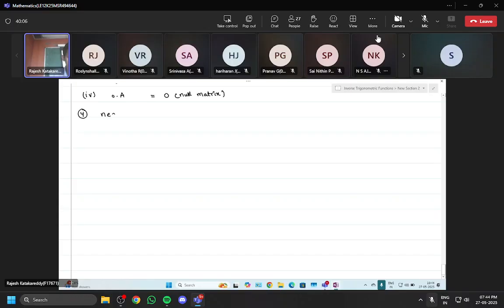Negative of a matrix. A is equal to Aij of order m by n. Negative of a matrix is minus A, that is minus Aij of order m by n. This is any matrix. This is the negative of the matrix.